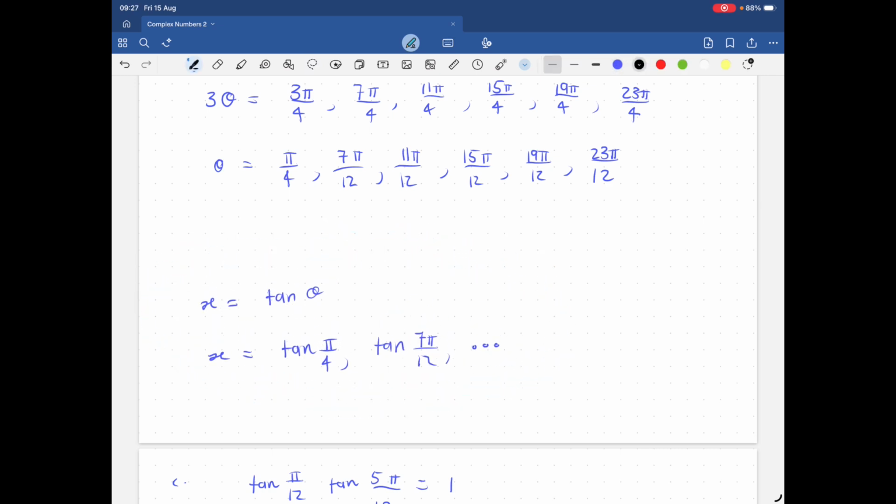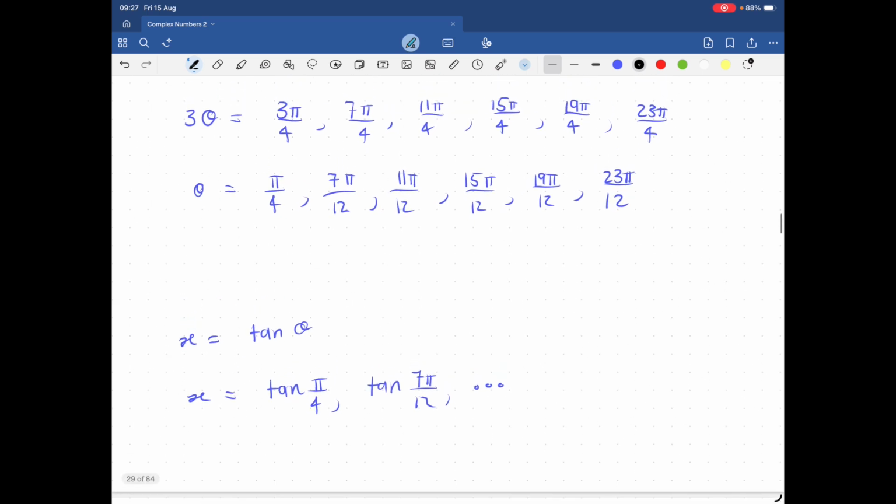So if we get pi on 4 and we minus 2 pi, we get minus 7 pi on 4. If we get 7 on 12 and we minus 2 pi, we get minus 17 pi on 12. If we get 11 on 12 and minus 2 pi, we get 13 pi on 12. So potentially, it's none of these solutions. We might have to keep investigating.